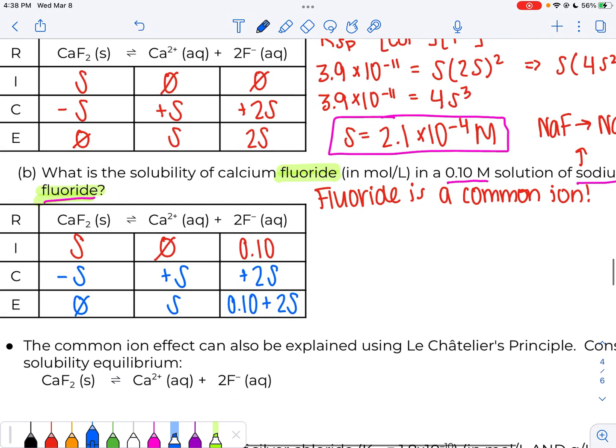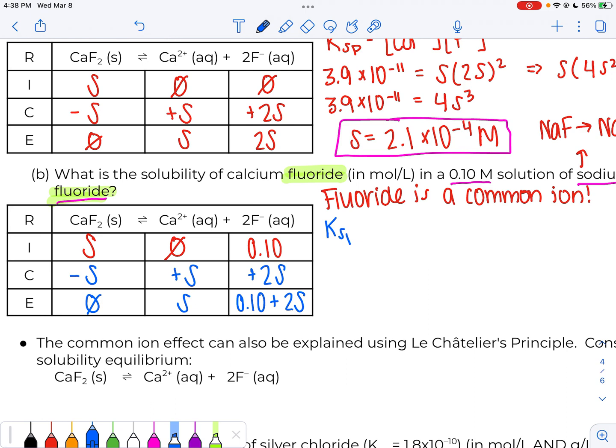So let's set up our Ksp. Ksp is going to be equal to the concentration of our calcium ions times the concentration of our fluoride ions squared.